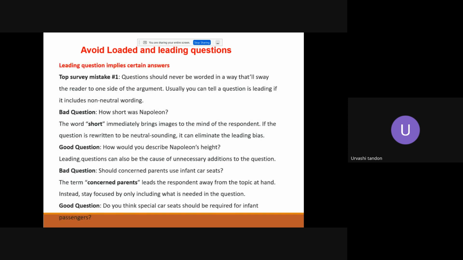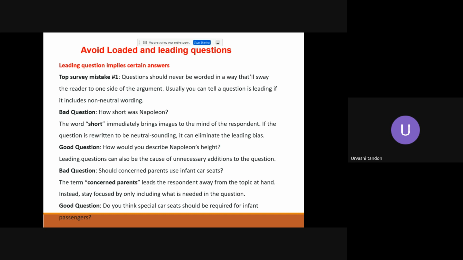Right. So the top mistake we make is that a question should never be worded in a way that will sway the reader to one side. How short was Napoleon, right? The word short immediately brings images to the mind of the respondent: how much short? Short in my terms would be different and in your terms would be different. So there are two opinions. How would you describe Napoleon's height? That would be the better question, right?